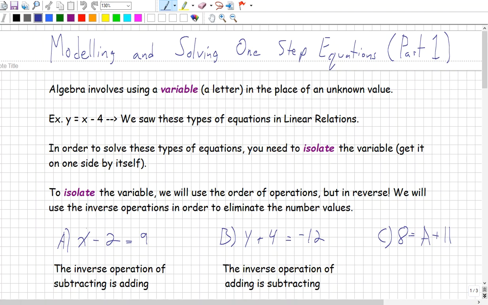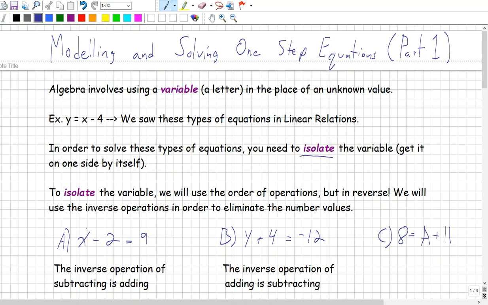In order to solve these types of equations, you need to isolate the variable. By isolating, we get that variable on one side of the equation by itself. To isolate the variable, we will use the order of operations, but in reverse. So BEDMAS, but kind of in reverse. Instead of starting with brackets and exponents, we're going to start with the adding and subtracting first.